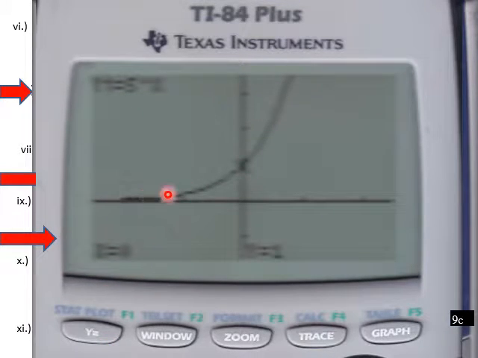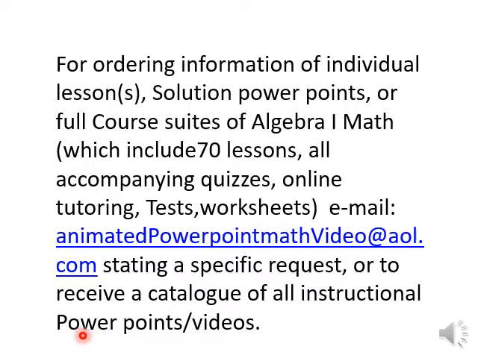Okay, and then here is the actual graph on the graphing calculator. Y equals 5 to the x. This is what it would look like. When x equals 0, y equals 1. So that would be your y-intercept right there. Okay, that was 7.3, 7.4.